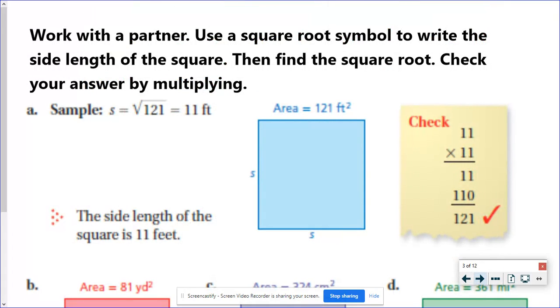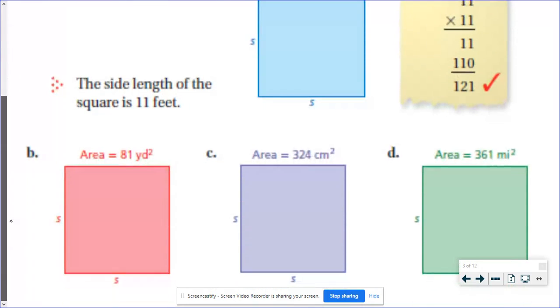Taking a look at this, think about how we found the area of a square. The area of a square is just the side squared. Well, if I know that the area of this square is 121, then I should be looking at the square root of 121, which would be 11. And we know that 11 times 11 is 121. Remember, the area is square feet. If I'm looking for a missing side, that would just be regular feet then.